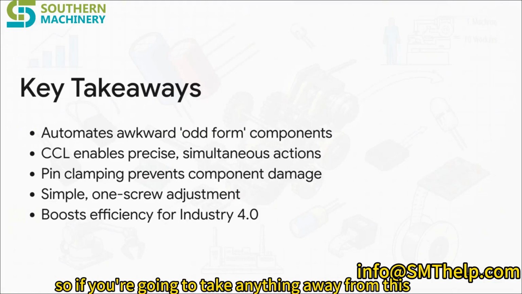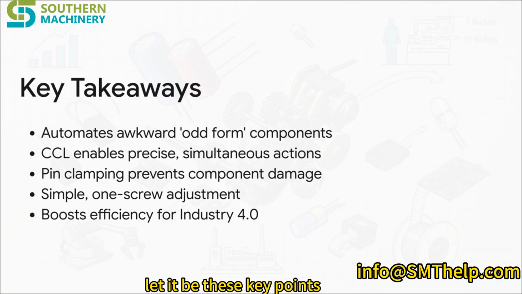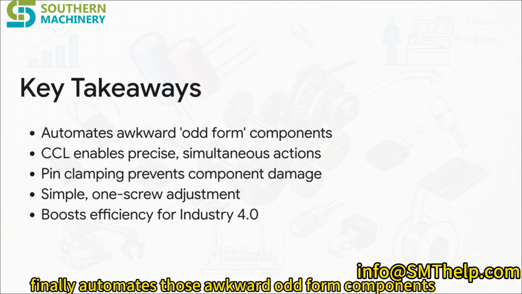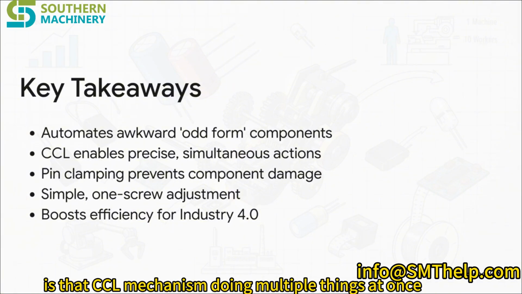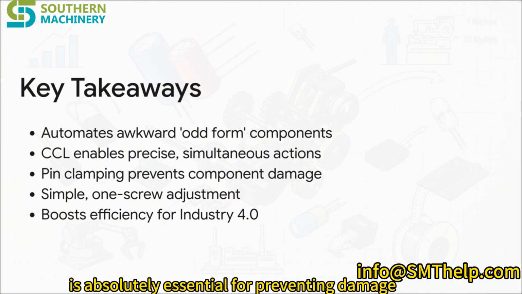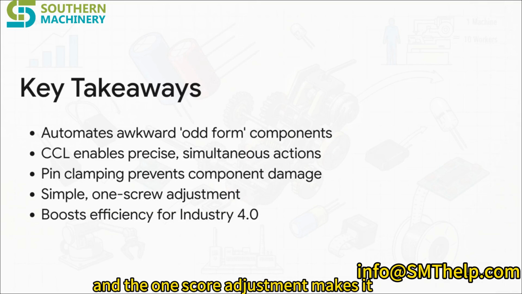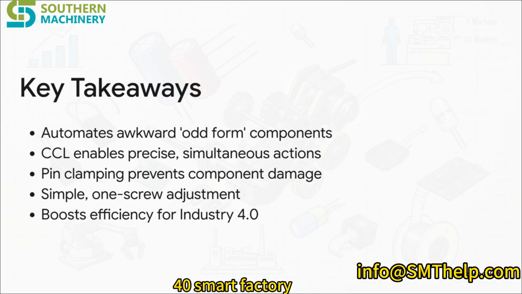So, if you're going to take anything away from this, let it be these key points. This technology finally automates those awkward odd-form components. Its secret weapon is that CCL mechanism doing multiple things at once. That pin clamp is absolutely essential for preventing damage, and the one-screw adjustment makes it unbelievably flexible. All of this together, well, it's a key piece of the puzzle for building a true Industry 4.0 smart factory.